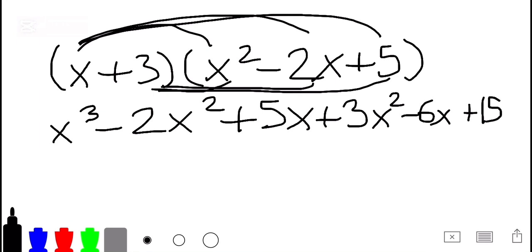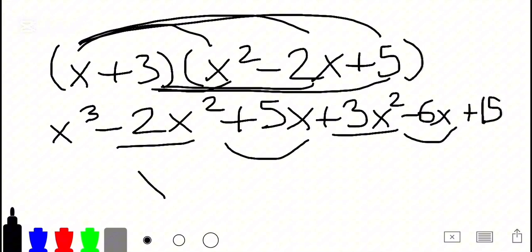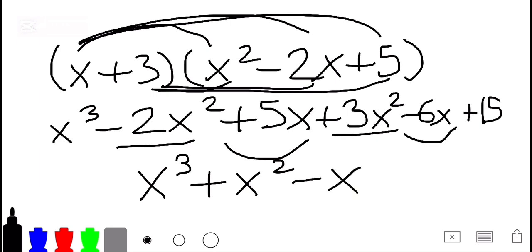And we have to add the like terms, so it would be minus 2x squared and plus 3x squared, and positive 5x and minus 6x. And so after we add those like terms, we end up with x cubed plus x squared minus x plus 15. And this is the simplified version, and it is also correct.